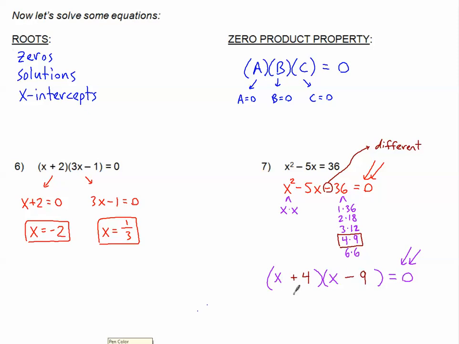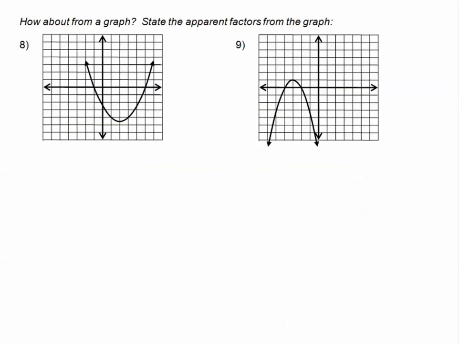Now let's figure out what my answers are. So this x is going to yield a negative 4. That's the number that would make this parenthesis 0, -4 plus 4. And this value of x would be a positive 9, because 9 minus 9 would equal 0. I'm just going to write them side by side, and I'll be finished. So that's solving using our zero product property. Understand that these are equations because they have equal signs, so our answers are going to be equations solving for our values of x. Now let's solve these equations that have been graphed.